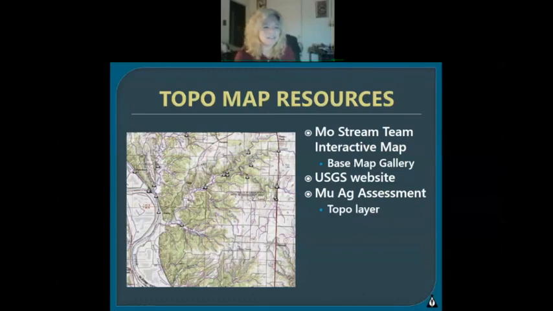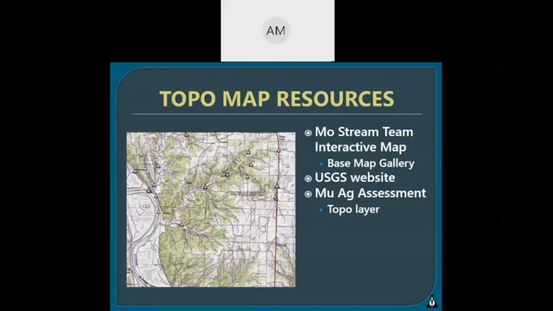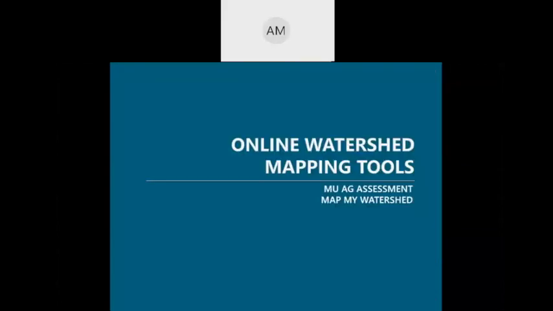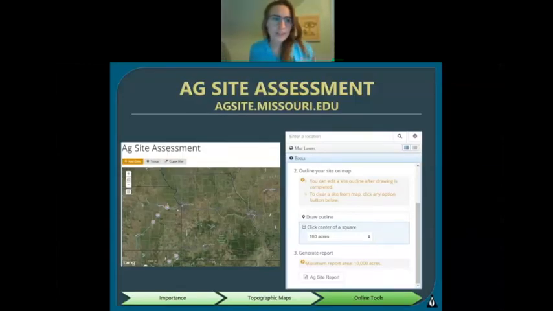If you like topo maps, they are available on the USGS website, but we also have some topo layers on our resources that we're going to show you that, again, you can use for your own site and to pinpoint a specific watershed. So we're going to go over some of our online and mapping tools. Again, these are all geared towards mapping or getting to know your watershed better.